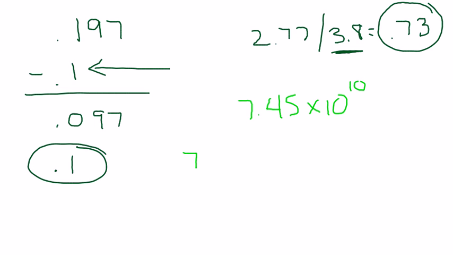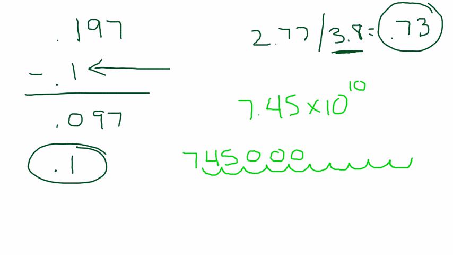So that's going to be 7, 4, 5. Our decimal started here, so we're going to go 1, 2, 3, 4, 5, 6, 7, 8, 9, 10. So we'll put a 0, 0, 0, 0, 0, 0, 0, 0. Comma there, comma there, comma there. And our number should be 74,500,000,000. It's a pretty big number.